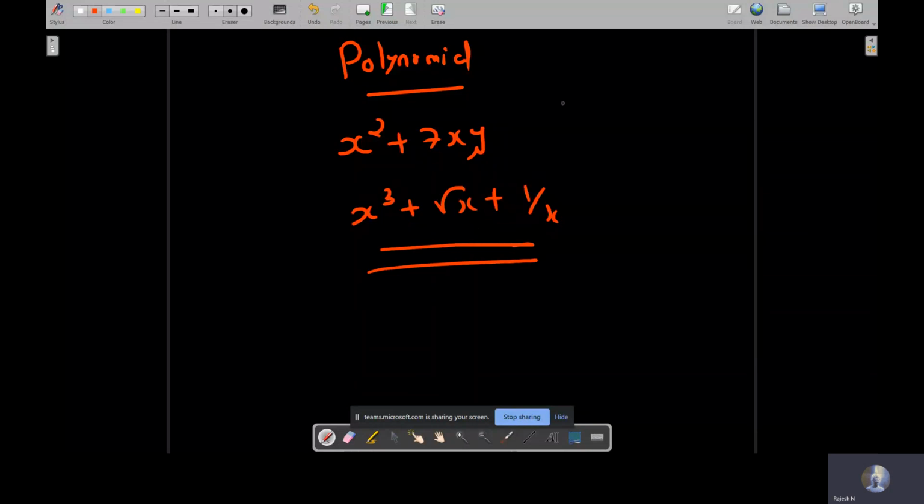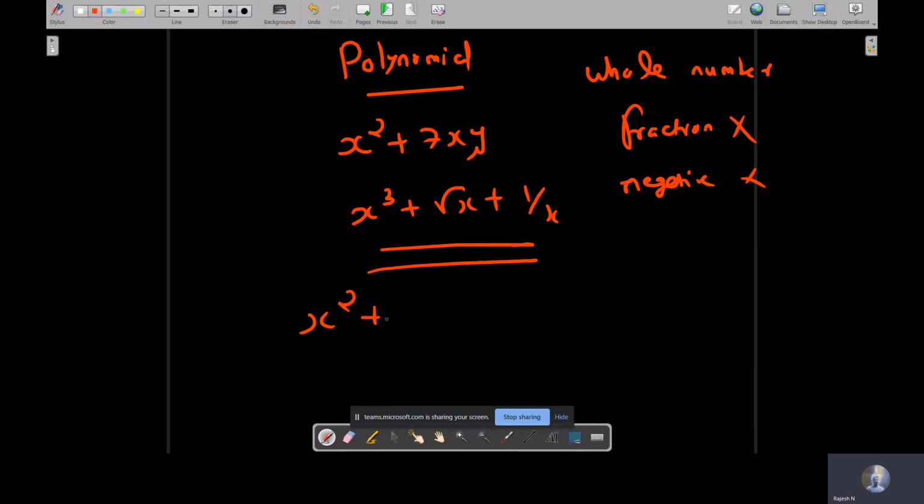Why is it not a polynomial? Because the variable power should be a whole number. It should not be a fraction. Fraction is not possible. Then negative numbers are also not possible. So this is called a polynomial. So polynomial means an algebraic expression having the power of the variable as a whole number.